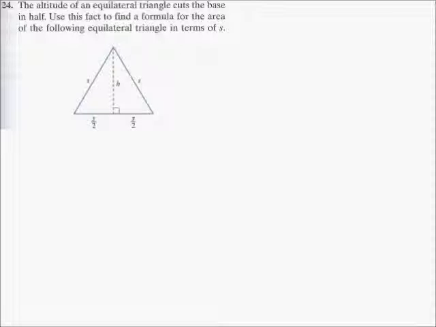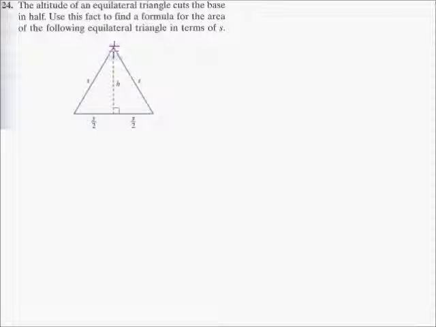First, problem 24. So, we have a triangle right here and we're given that the altitude of an equilateral triangle cuts the base in half. Use this fact to find a formula for the area of the following equilateral triangle in terms of S.